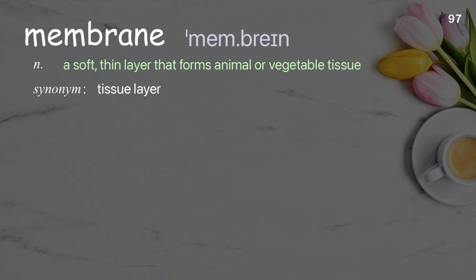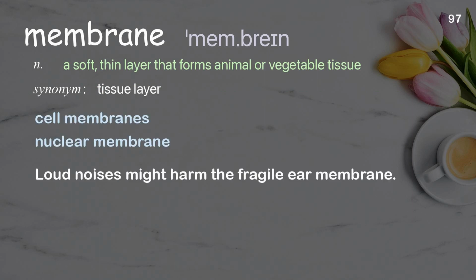Membrane. A soft, thin layer that forms animal or vegetable tissue. Examples: Cell membranes. Nuclear membrane. Loud noises might harm the fragile ear membrane.